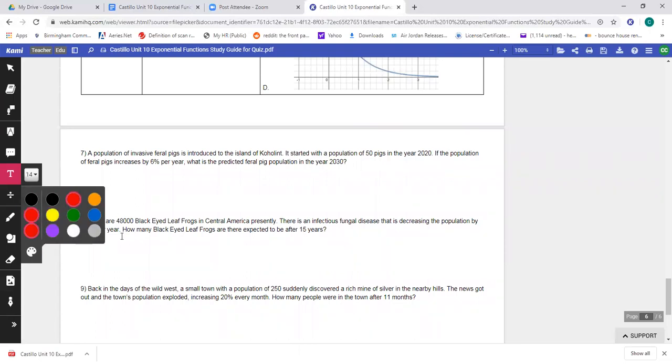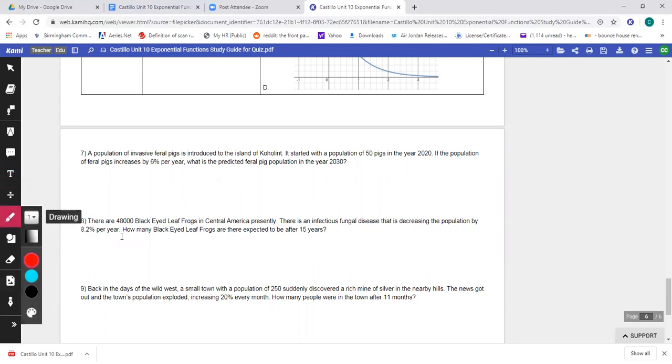or percent growth, it is going to look like this. Y is equal to A times 1 plus R to the X. This is percent growth.